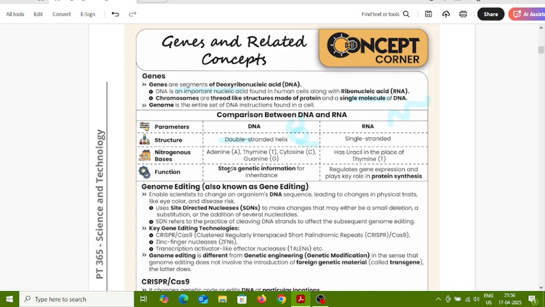फंक्शन क्या होता है इसका डीएनए का? Stores genetic information for inheritance. आरएनए का फंक्शन होता है बेसिकली for the protein synthesis. Then what is genome editing? It is also known as gene editing. It enables scientists to change an organism's DNA, leading to changes in physical traits, eye color and disease risk. It uses site-directed nucleases (SDNs) to make changes that may either be a small deletion, a substitution or an addition.